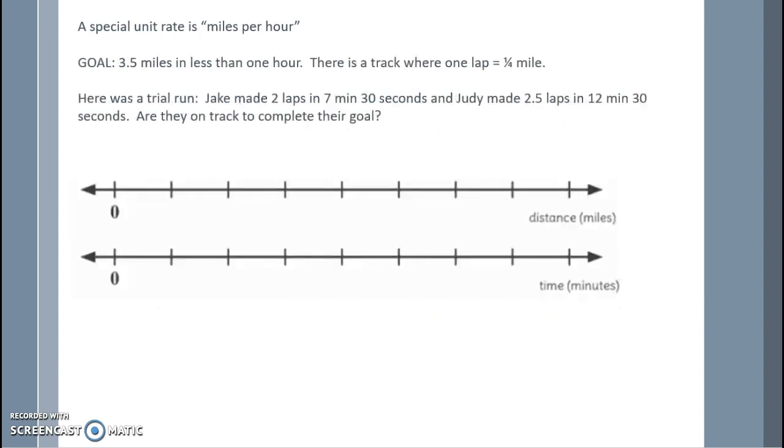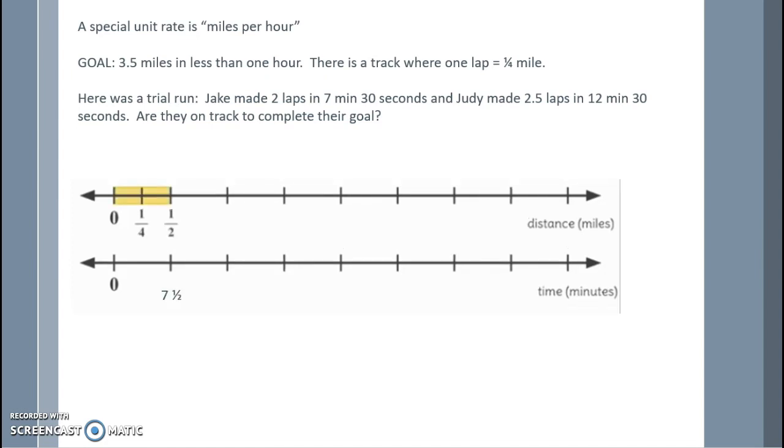So we're going to use a double line graph here to help us determine what we know. So we know that Jake made 2 laps in 7.5 minutes. So 1 lap is equivalent to 1/4 of a mile. So 2 laps would be 1/2 a mile. So then if he went another 7.5 minutes, he would have made a full mile. And we can continue this. Another 7.5 minutes would be 1.5 miles.